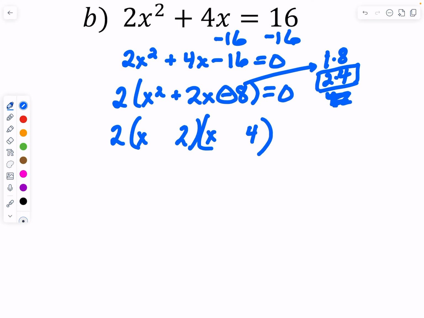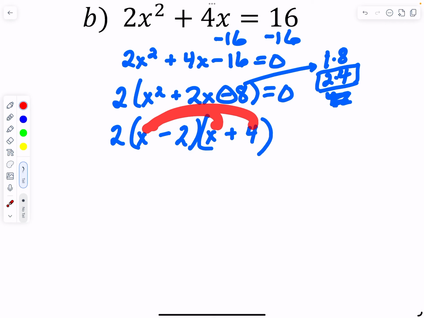And then this minus sign also tells me that the signs have to be different. And I want to end up with a positive 2. So I'm going to have a positive 4 and a minus 2 because 4 minus 2 gives me 2x. So I can always just distribute that to double check. x squared plus 4x minus 2x minus 8. So that works. Equals 0.